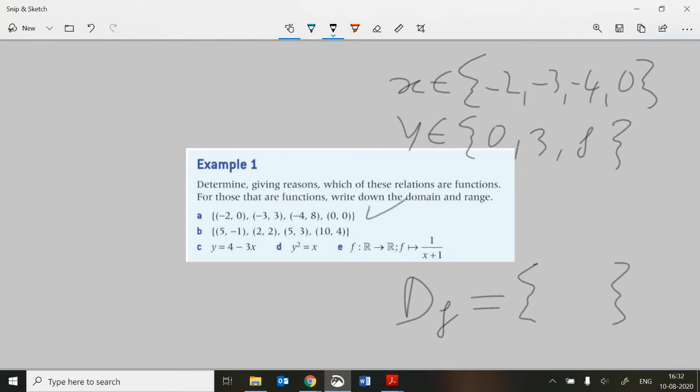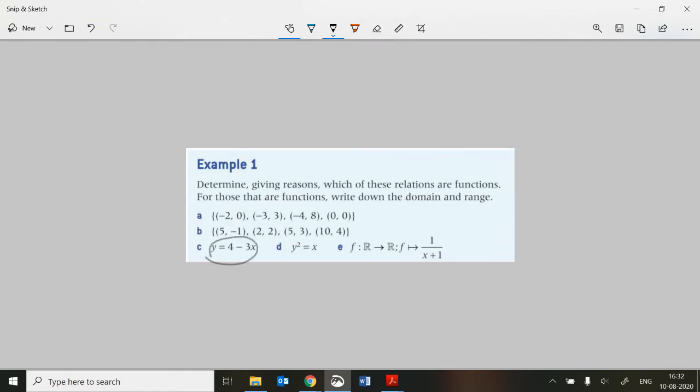Part B, determine given reasons which of these are functions. I guess that this one isn't. If you look at this one, 5 maps to two different possibilities here. So that's not a function because you can't have two different answers for a particular value which you put in. Okay, let's get rid of this.